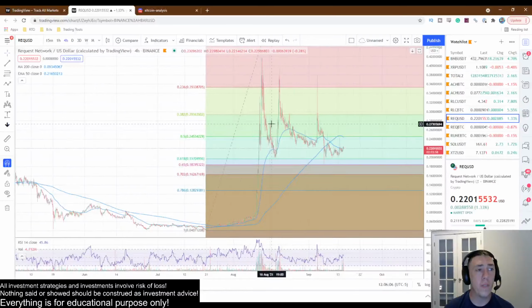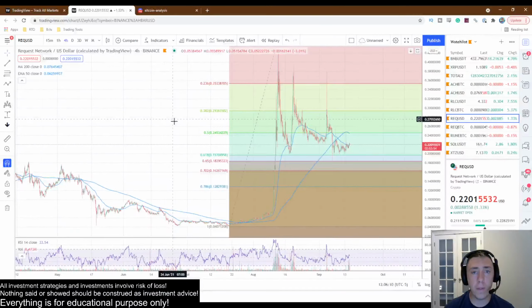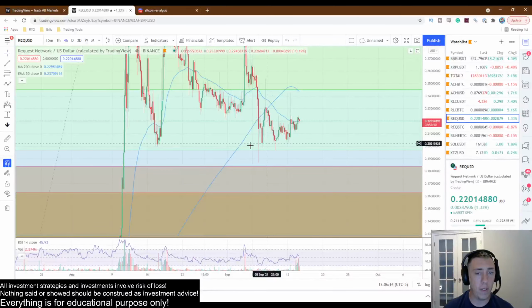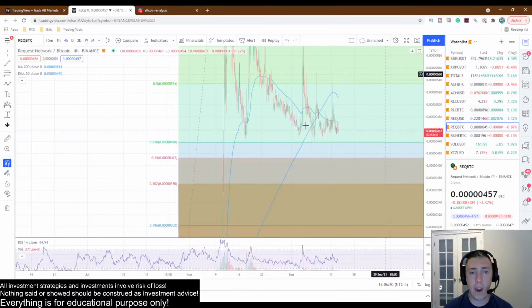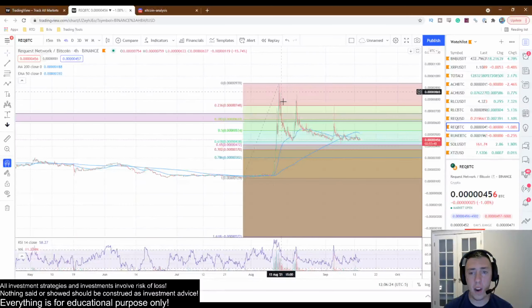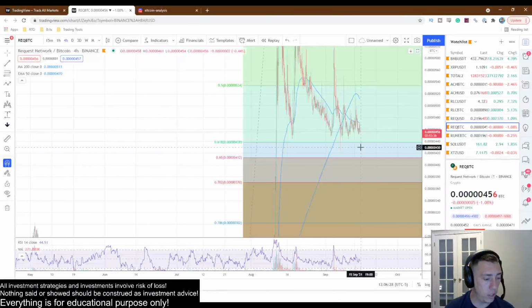All right, this one, Request Network, okay? From the very bottom to the very top, we had a drop. Where did it drop to? Right there. Crazy, guys. I'm telling you, it's insane. Now, Request Network on the BTC pairing. Where did it drop into? From here to here, drop down right into our golden pocket zone.